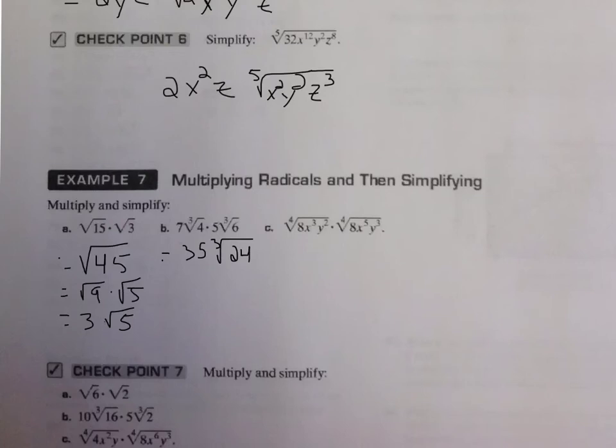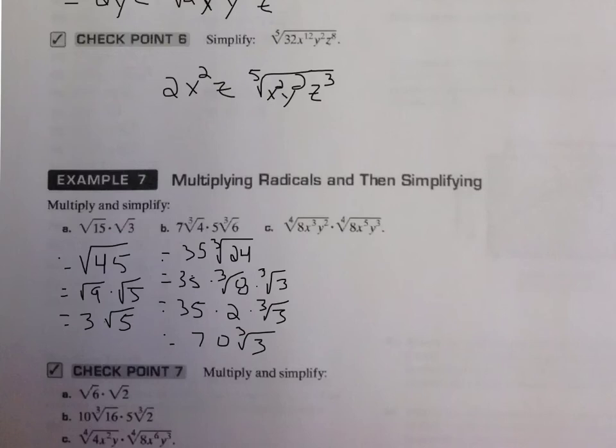And 24, we're going to have to break down. Perfect cube that goes into 24 is 8. 8 times 3 makes 24. So we've got 35 times the cube root of 8 times the cube root of 3. So now we can take the cube root of 8. It's 2. So we get 35 times 2 times the cube root of 3. Well, 35 times 2 is 70. So we get 70 times the cube root of 3. And that's my answer.